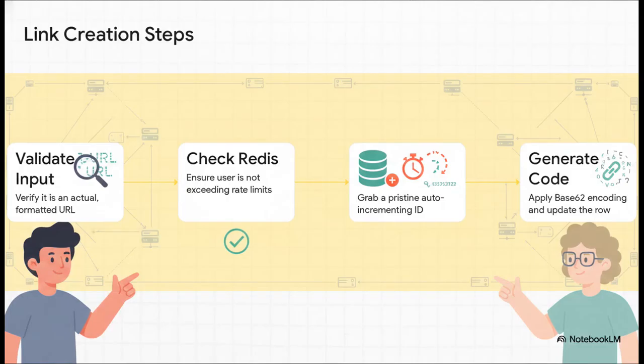Let's quickly recap the exact chronological sequence the Django API takes to safely generate your link. Step 1, it validates the user's input, making sure it's an actual, correctly formatted URL. Step 2, it checks that Redis rate limit to make sure the user isn't a spammer. Step 3, it creates a placeholder database row to grab that auto-incrementing ID. And step 4, it generates the base 62 code from that ID and updates the row. Just like that, in mere milliseconds, your short link is born.